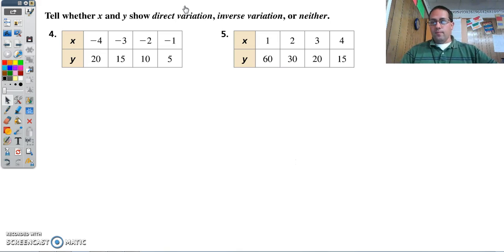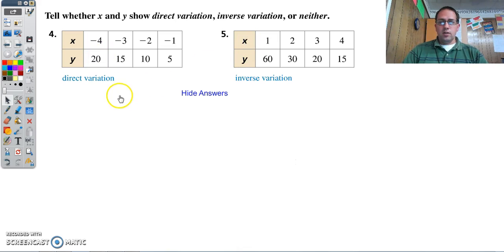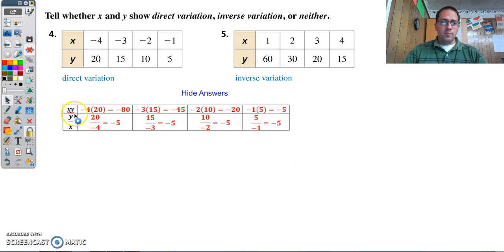Alright. So, y'all are back. Let's see how you did. Number 4 is direct variation. Number 5 is inverse variation. Let's work these out. So what we're going to do, same thing. We set up our ratio, check the products and the ratios.